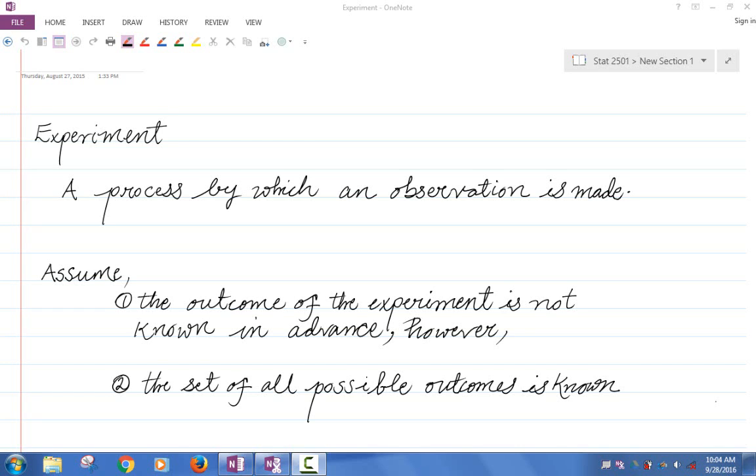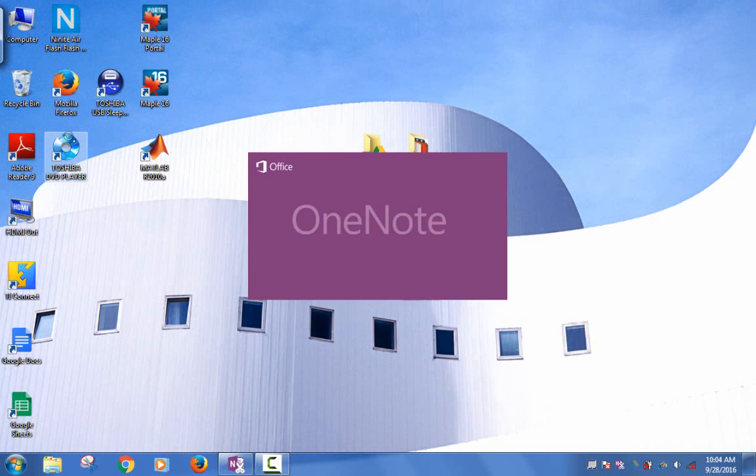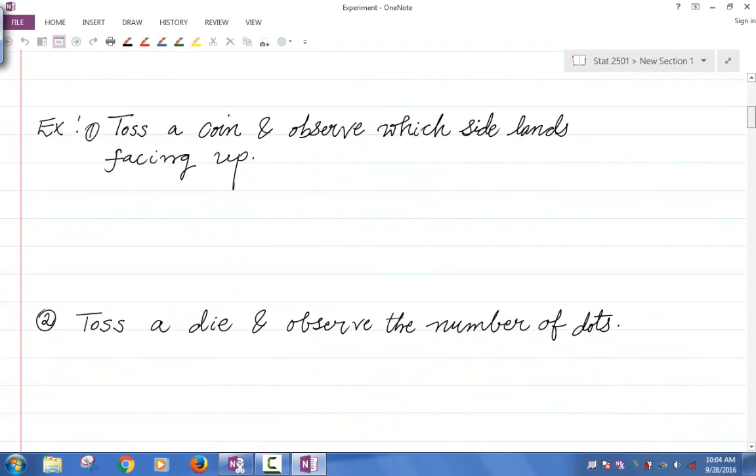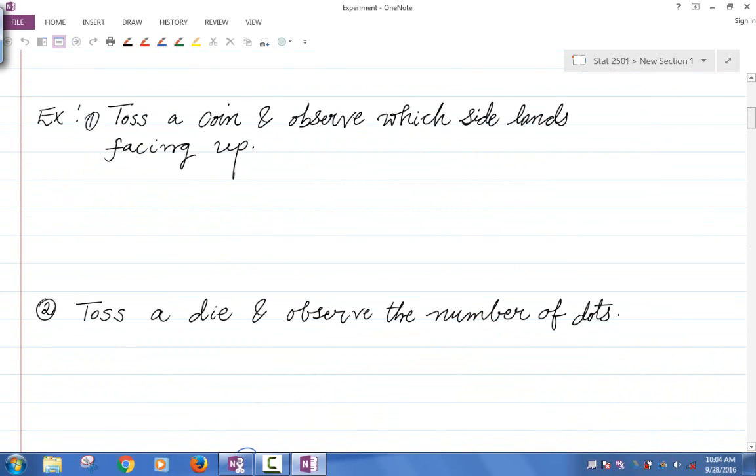We are going to make two assumptions here. The outcome of the experiment is not known in advance. However, the set of all possible outcomes is known. So an example would be toss a coin and observe which side lands facing up.